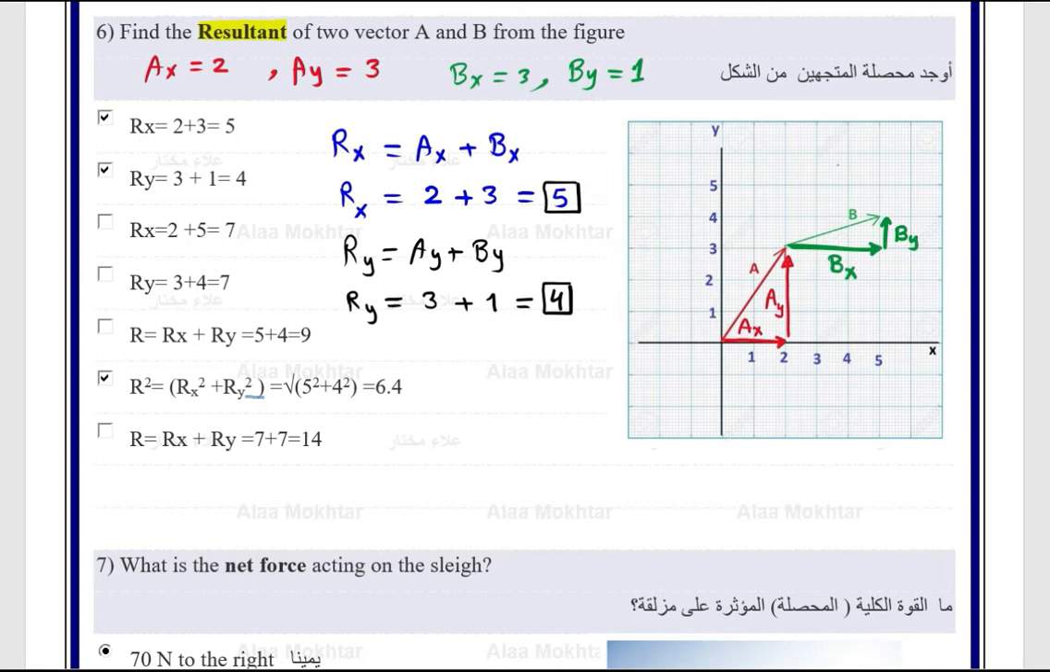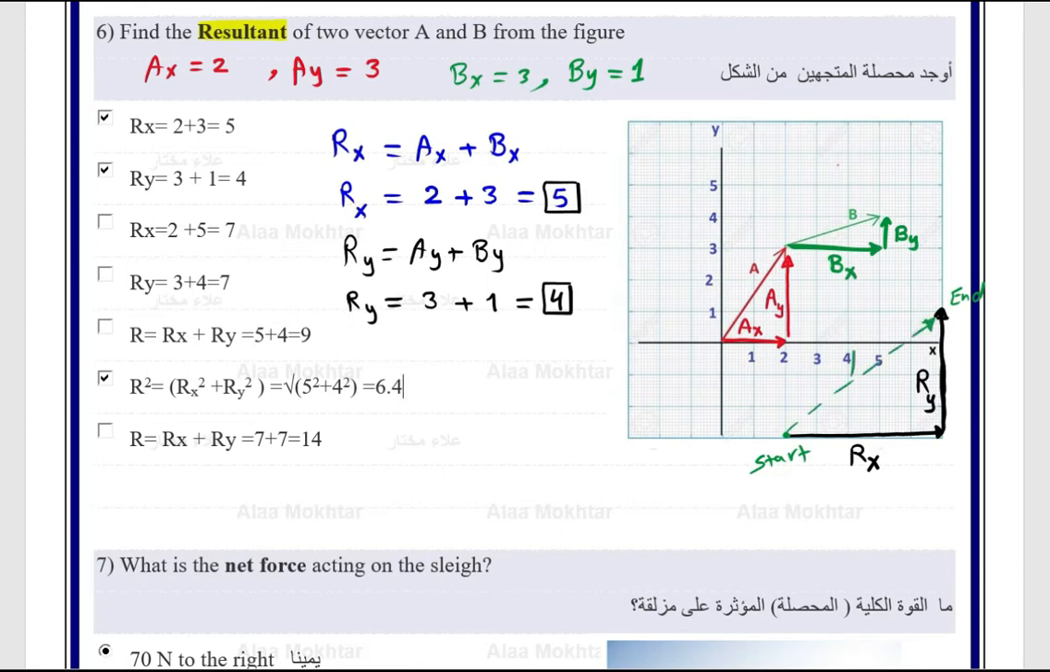Now we calculate, we get Rx and Ry. If I need to draw Rx, this is Rx, it's 5: 1, 2, 3, 4, 5. This vector is R in the X direction. Where is Ry? It's 4, so I can draw 1, 2, 3, 4. This is Ry. The resultant is from the start point, the initial point, to the end point. This is the resultant.